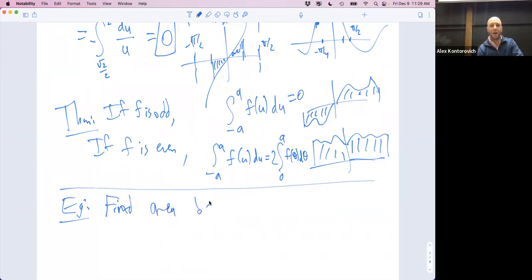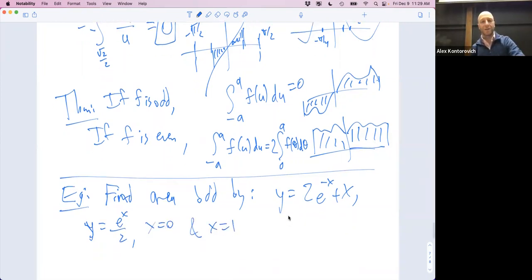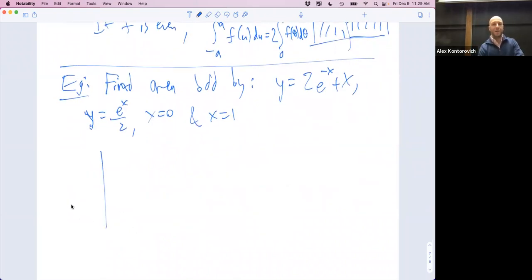Find the area bounded by y equals 2 e to the minus x plus x, y equals e to the x over 2, x equals 0, and x equals 1. Oh boy, what in the world is this? All right, so x equals 0 is this line, x equals 1 is this line. E to the x over 2, when x equals 0, this is equal to e to the 0 over 2, which is a half. So here's a half. When x is equal to 1, I get an e over 2.